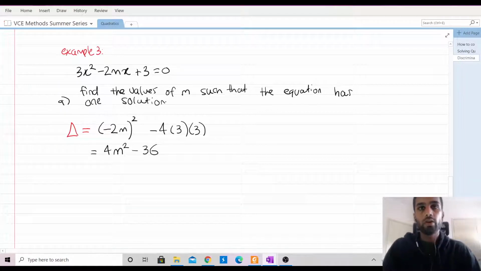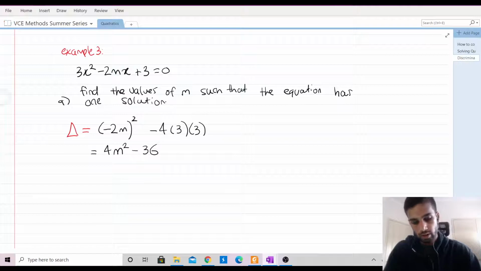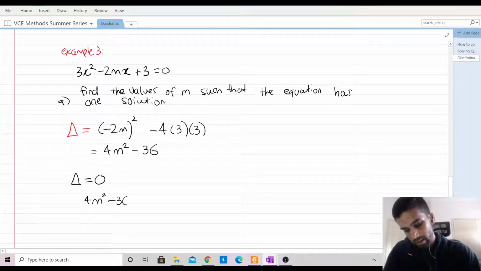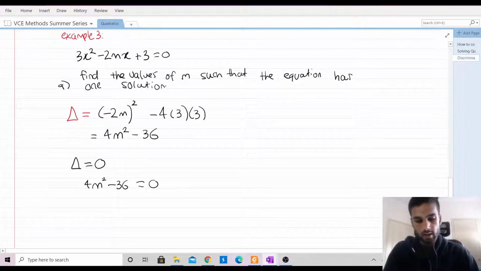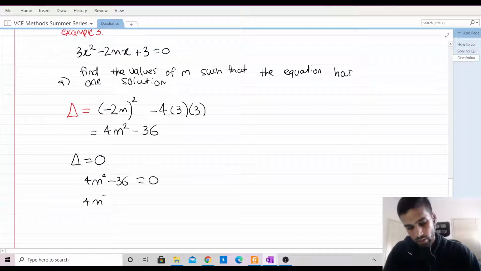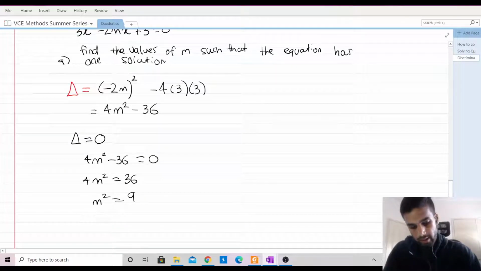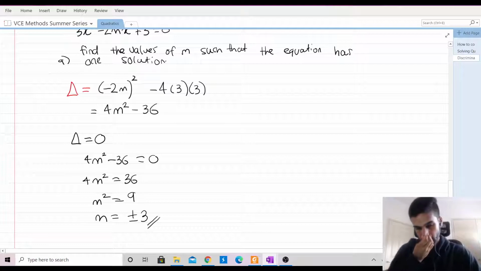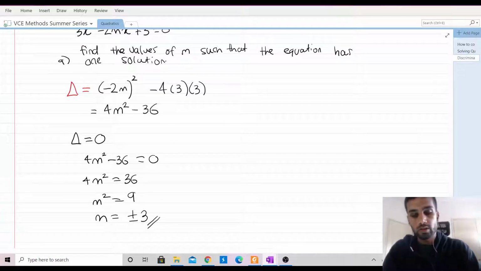One solution occurs when the discriminant is equal to 0. So we want to let 4m squared minus 36 equal 0. If we do that, we get 4m squared equals 36, m squared equals 9, and that means m equals plus or minus 3. So what we're saying is when m equals plus 3 or negative 3, we have one solution to this quadratic equation.